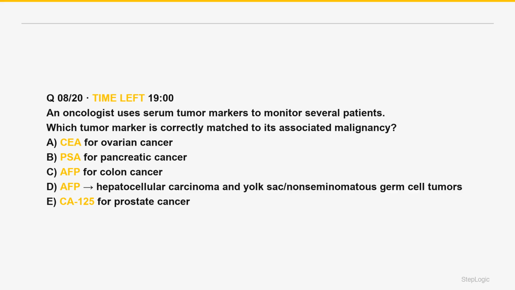Which tumor marker is correctly matched to its associated malignancy? An oncologist uses serum tumor markers to monitor several patients. Read the command: which tumor marker matches its cancer? AFP: HCC, germ cell. HCG: choriocarcinoma. CA19-9: pancreatic. CEA: colorectal. CA-125: ovarian. PSA: prostate. Calcitonin: medullary thyroid.